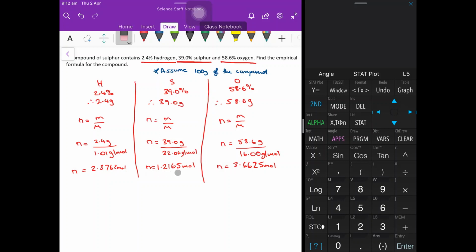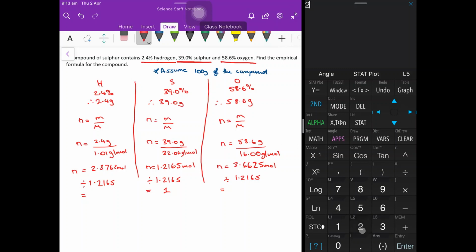So 2.3762, 1.2165, and 3.6625. Well, the smallest value is right here, sulfur. So what I'm going to do is divide each number by the smallest number. So now I'll go over here, I'll divide this by 1.2165, and I'll divide this by 1.2165. And let's see what we get as our answer. So this one in the middle, sulfur, is going to be equal to 1.